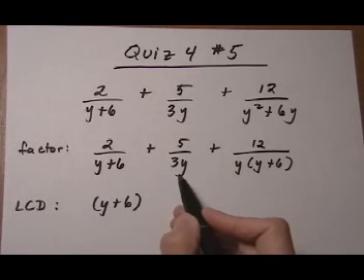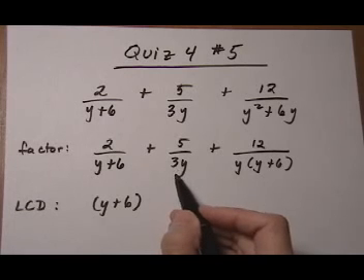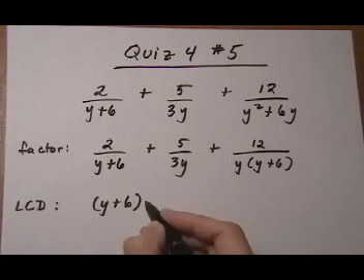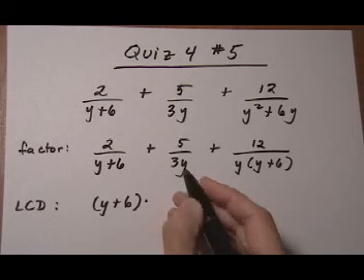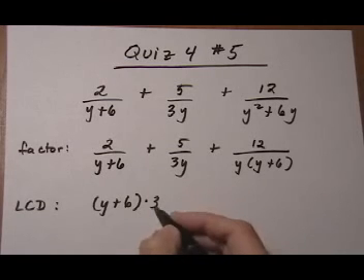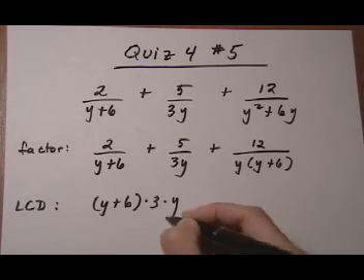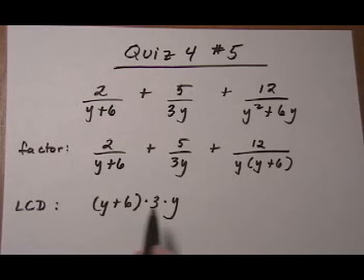Now you look at the second denominator, and if there are any factors that are in the second denominator that are not contained already in the LCD, you need to multiply them in. So the 3 is being multiplied, it's a factor. I need to put it in because I didn't see it in the y plus 6. And the y is a separate factor also.